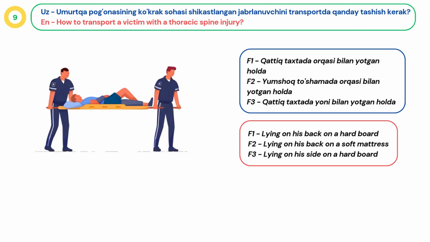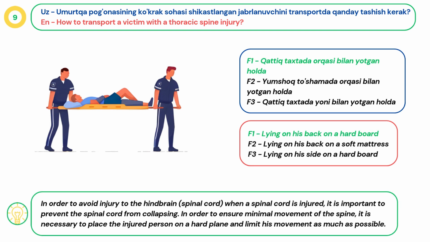How to transport a victim with a thoracic spine injury? In order to avoid injury to the hindbrain and spinal cord, when a spinal cord is injured, it is important to prevent the spinal cord from collapsing. In order to ensure minimal movement of the spine, it is necessary to place the injured person on a hard plane and limit his movement as much as possible.